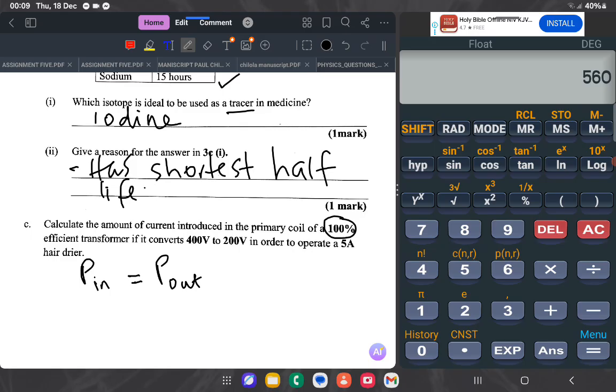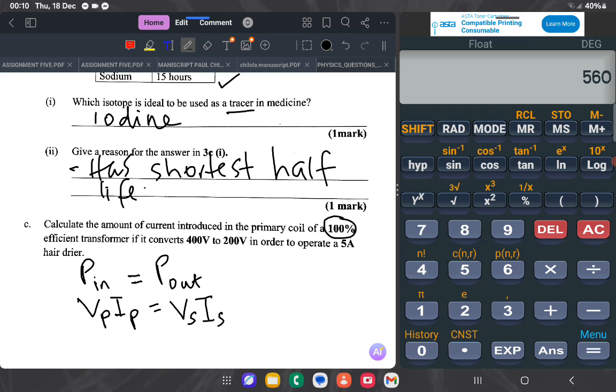So go back to the definition of power. Power is voltage multiplied by current. In this case, voltage in primary coil multiplied by current in primary coil is equal to voltage in secondary coil multiplied by current in secondary coil. The rest is just substitution.